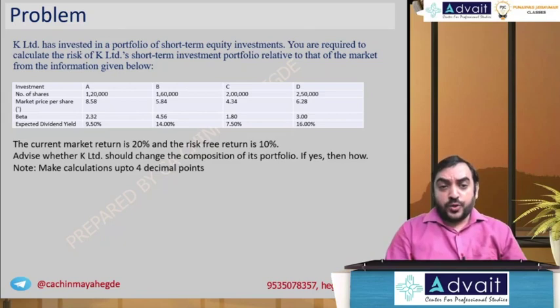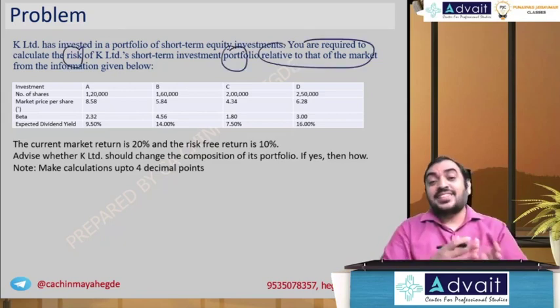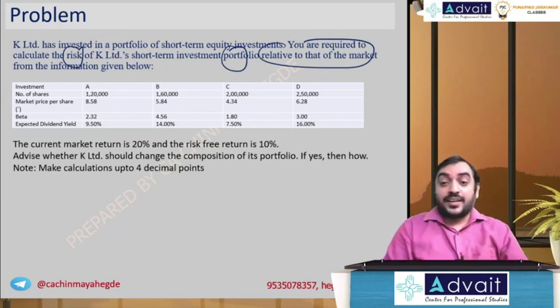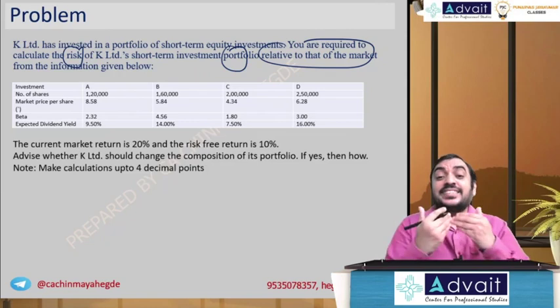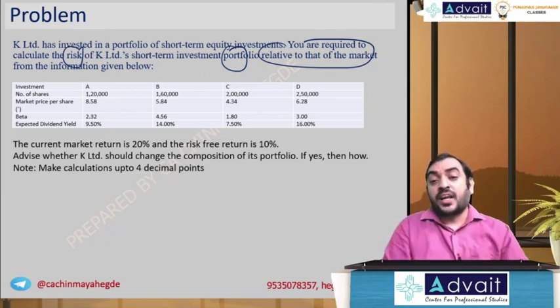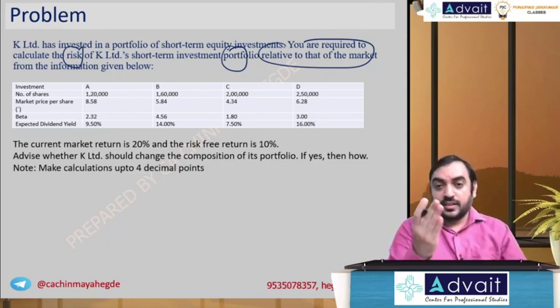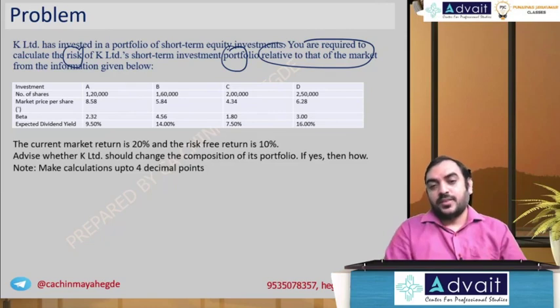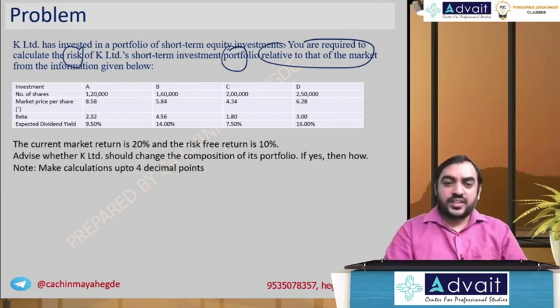Risk of portfolio relative to that of the market, as compared with the market, is the sensitivity with respect to market movement. It is nothing but calculating beta. They could have told you to compute portfolio beta. That's what they are asking. The data given is investment, number of shares, market price, beta, and expected dividend yield.